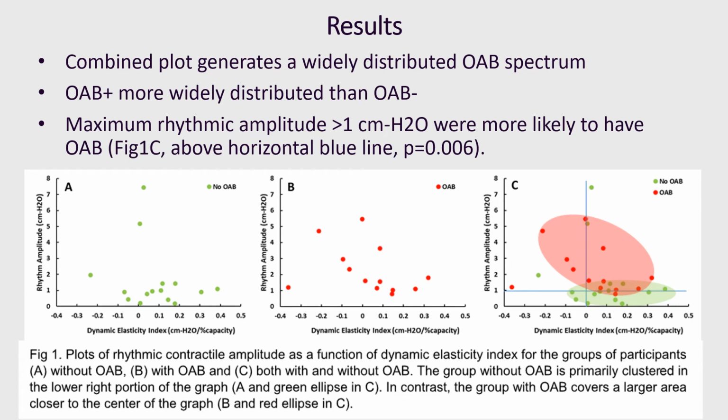And here are the results. The combined plots generate a widely distributed OAB spectrum, and the OAB positive individuals are found to be more widely distributed than the OAB negative individuals, as shown in panel C with the pink oval on the right. And the maximum rhythmic amplitude of greater than 1, if we use that as a set point, was able to determine that individuals with OAB were more likely to be above this horizontal set point.